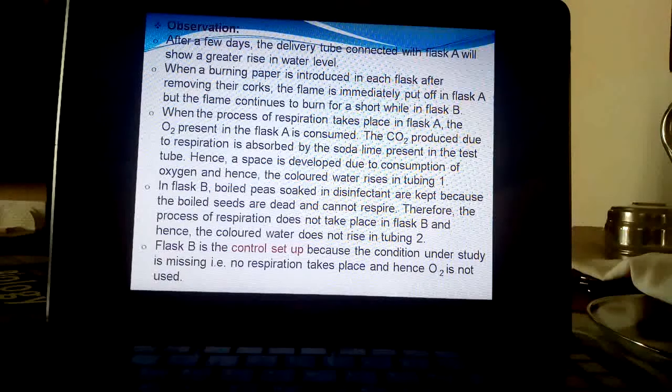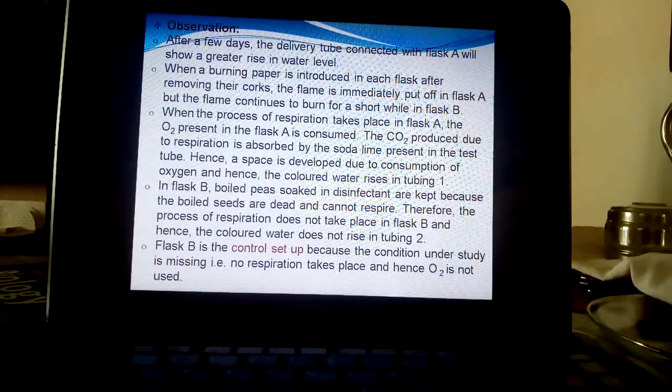When the process of respiration is taking place in flask A, the oxygen present in the flask is consumed. The carbon dioxide produced due to respiration is absorbed by the soda lime present in the test tube. Hence, a space is developed due to consumption of oxygen, and the colored water rises in tubing 1.